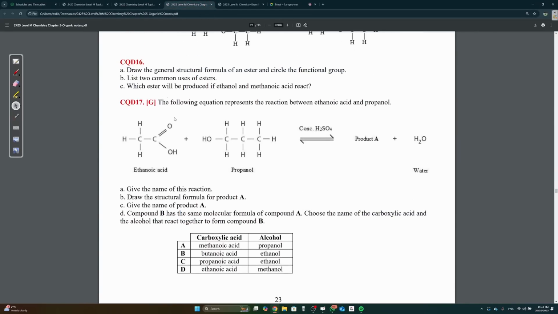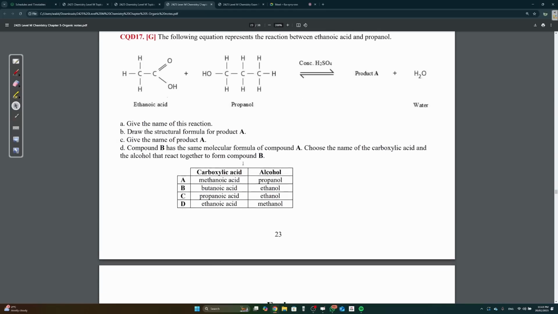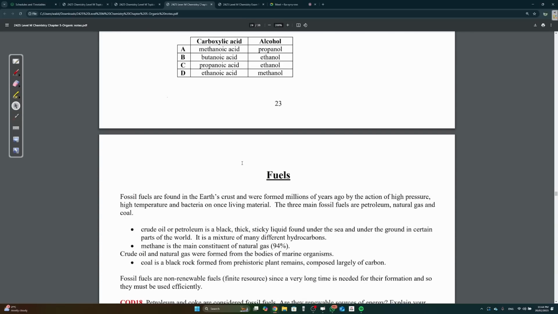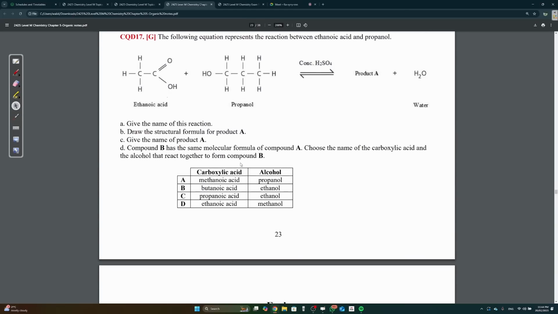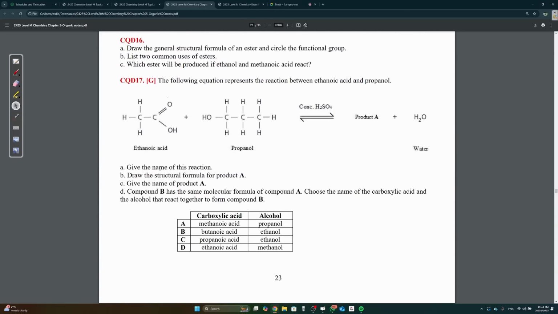The following equation represents the reaction between ethanoic acid and propanol. So acid plus alcohol. This actually came in the exam. Give the name of this reaction. This is called esterification, right? Draw the structural formula for product A. How would product A look?